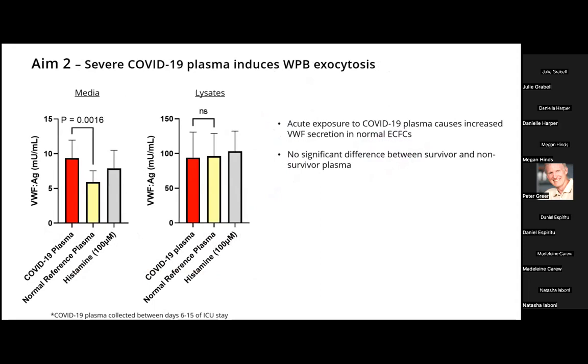This is the data for that. As you can see from the first graph on the left, incubation with severe COVID-19 plasma stimulated high levels of VWF secretion compared to the normal reference plasma. Interestingly, although it wasn't significant, the COVID-19 plasma also had a higher stimulant effect than even histamine, which is the known Weibel-Palade body agonist.